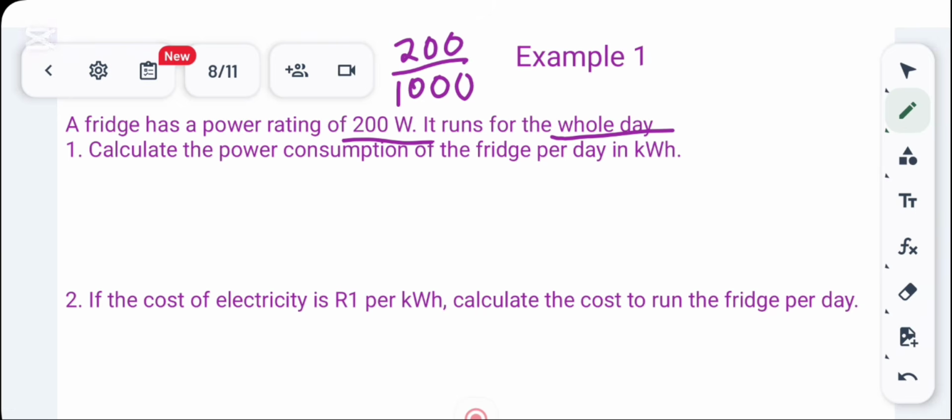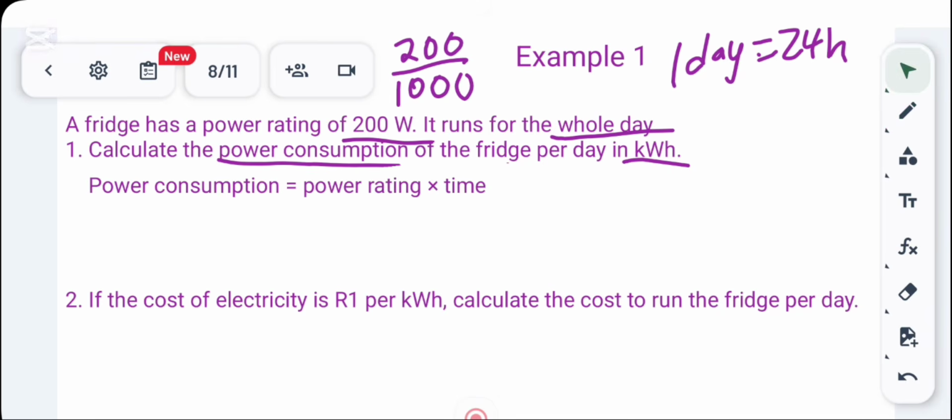Okay, then I have the time. The time is for the whole day. So I know that 1 day is equals to 24 hours. Okay, so now they're saying we should calculate the power consumption and it must be in kilowatt hour. So the formula is power consumption is equals to power rating multiplied by time. So the power rating, 200 divided by 1,000.